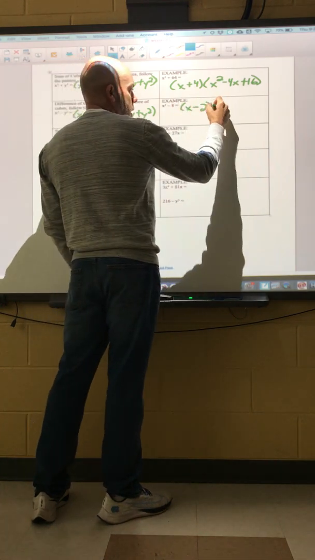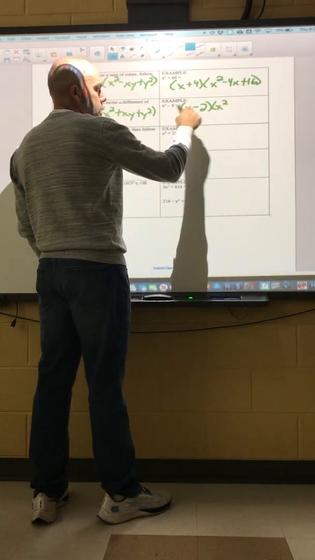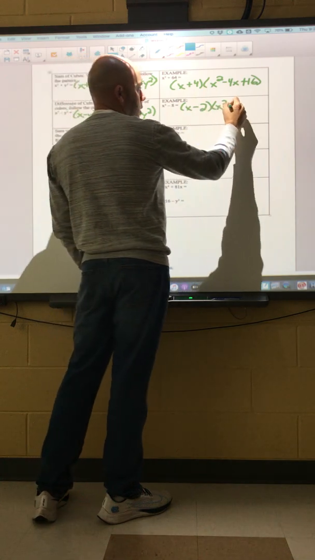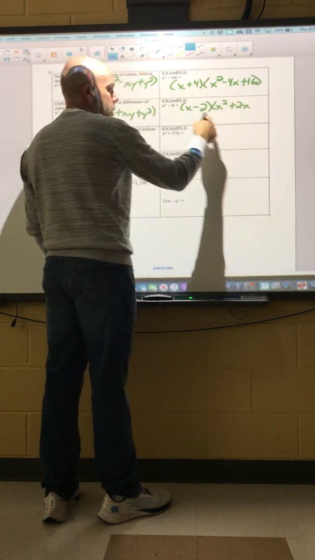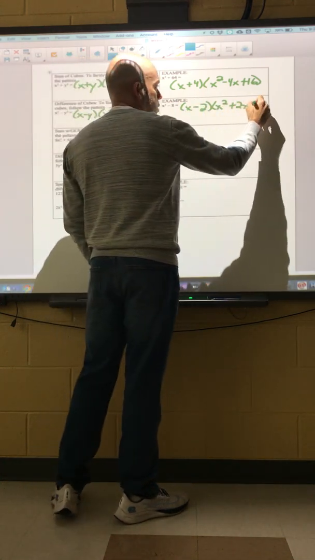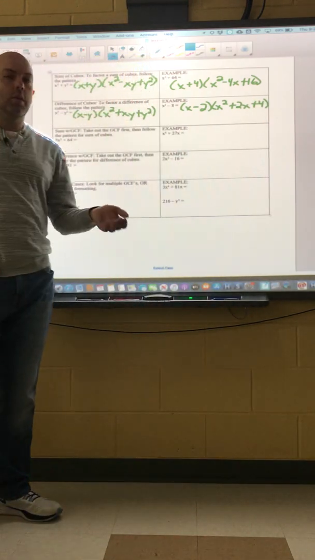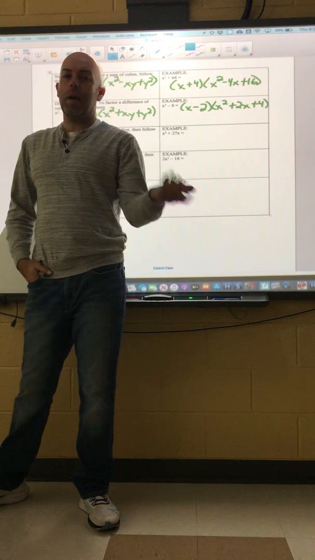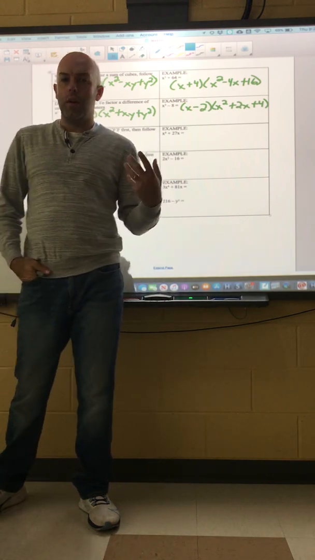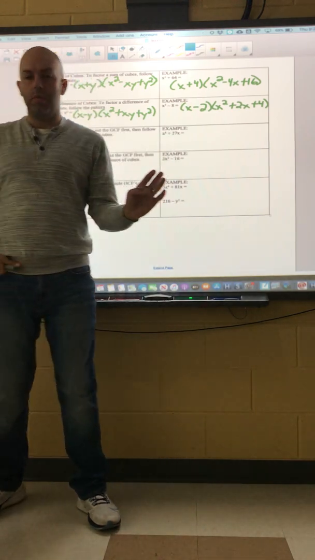X times x is x squared. X times negative 2 is negative 2x. I need to cancel it, so I do plus 2x. Negative 2 times negative 2 is positive 4. And there we go. And then really from here, everybody, it is the same pattern over and over and over again. You just need to recognize that you have a sum or difference of cubes.